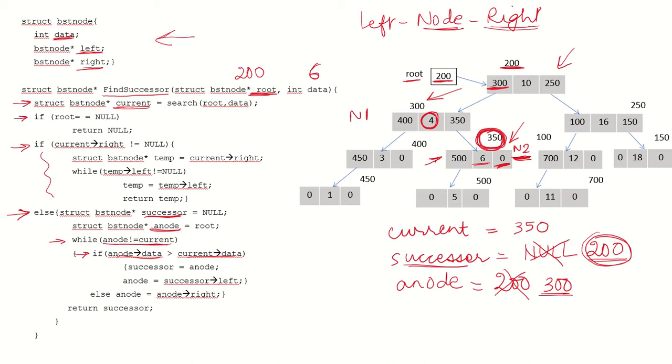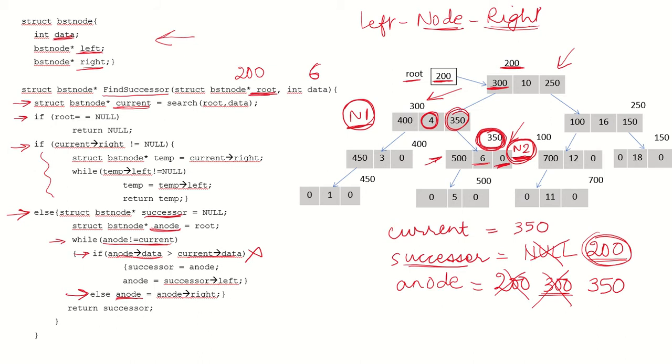What does that mean? That means our current node N2 is in the right subtree of N1, because that is the property of binary search tree, that if the current is having a value larger than this node N1, it will be in the right subtree. So this condition is not satisfied. So we come to this else statement. That means anode is equal to anode arrow right. So anode will be updated to anode arrow right. That means this value 350.